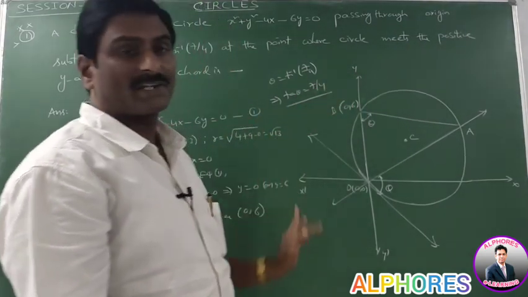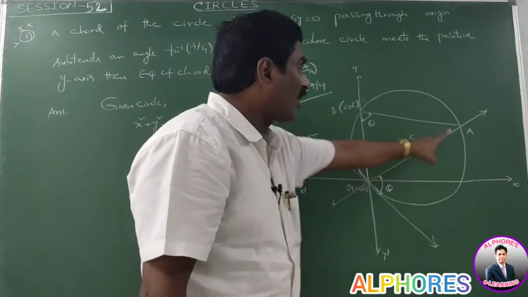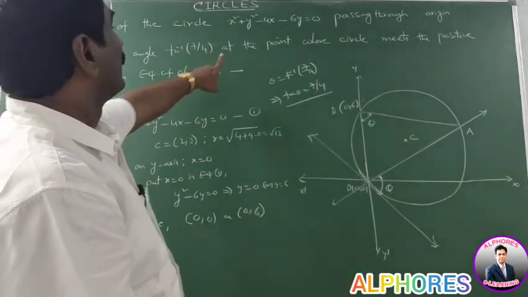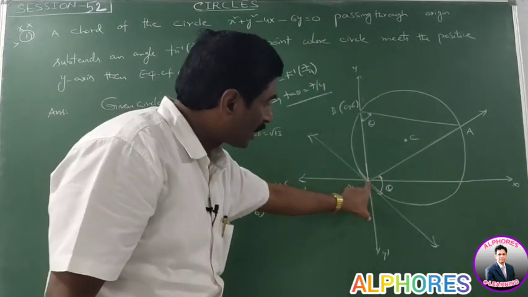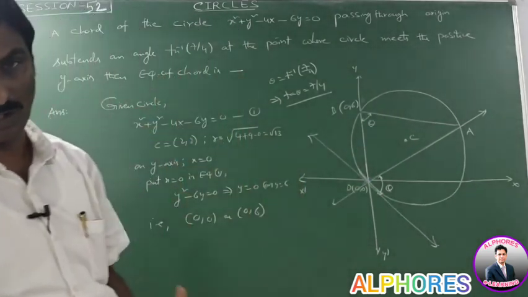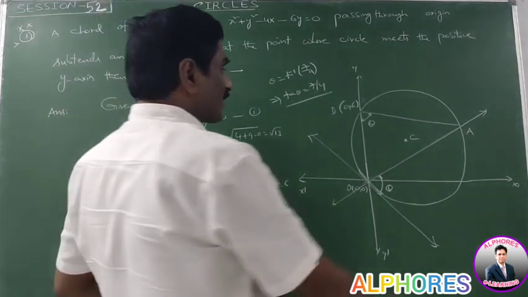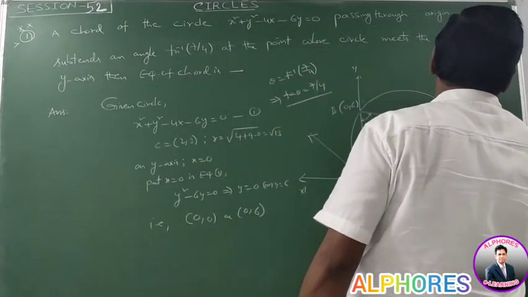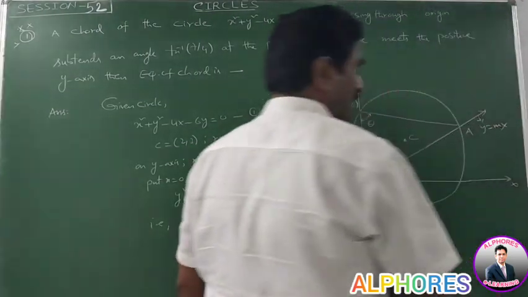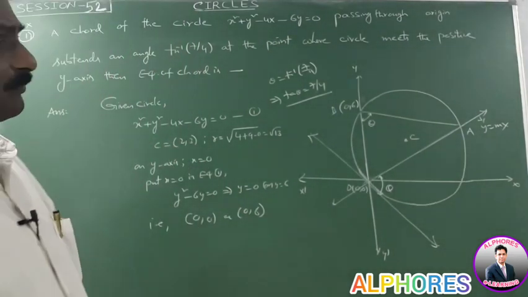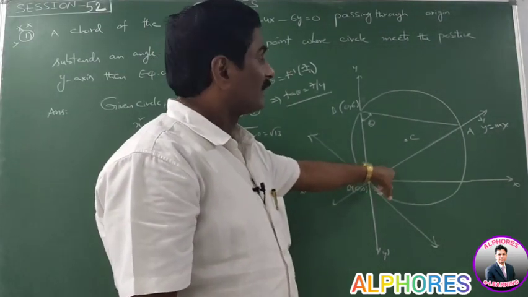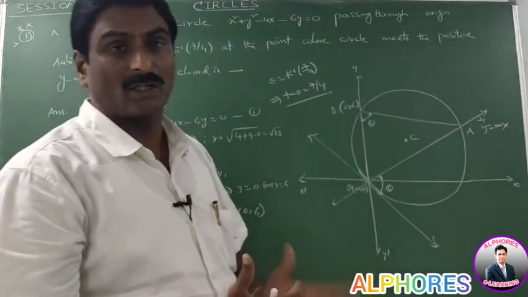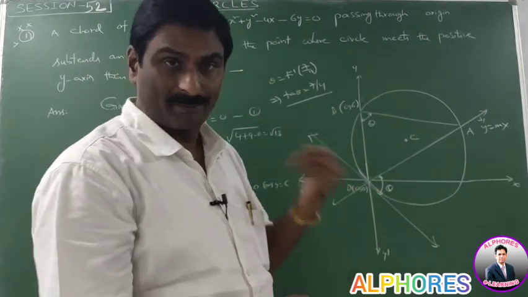By using this condition, we find the equation of the chord OA. The chord meets the positive y-axis, then what is the equation of the chord? The chord passes through origin, so say its equation is y = mx, where m means slope. If we find the slope of this line OA, then the equation of the chord OA is nothing but y = mx. How do we find the slope m?